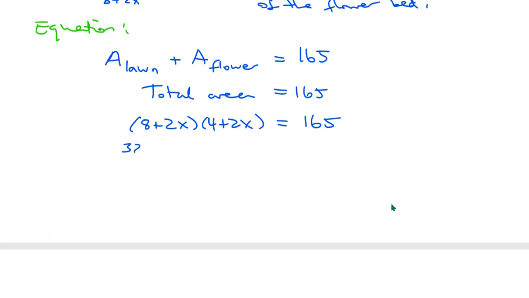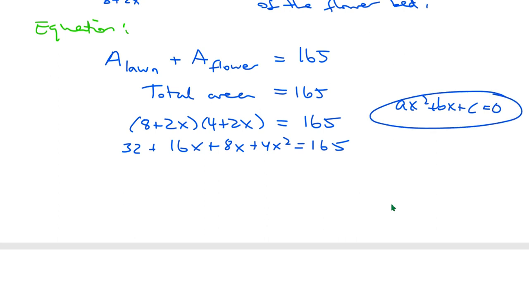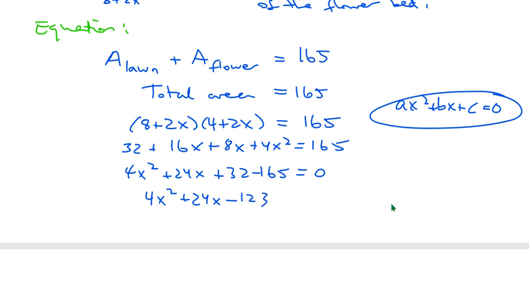Now I'm going to solve this. I'm going to distribute: 32 plus 16x plus 8x plus 4x squared equals 165. Let's rearrange everything into ax squared plus bx plus c equals 0. I get 4x squared plus 24x plus 32 minus 165 equals 0. 4x squared plus 24x minus 133 equals 0.